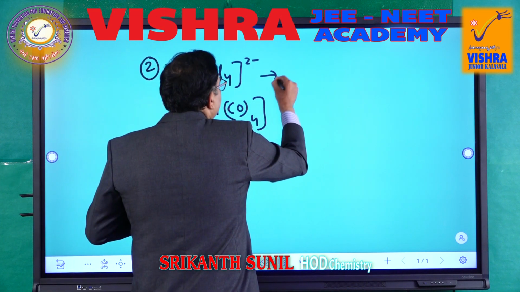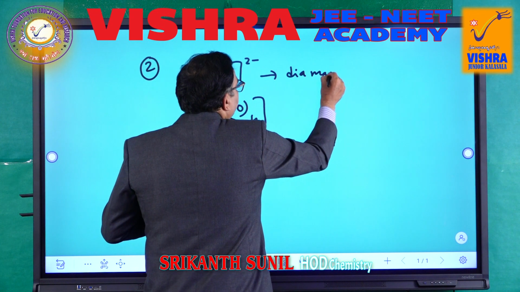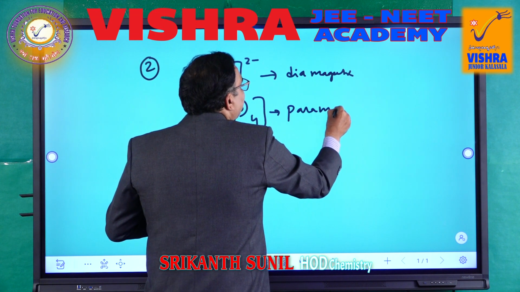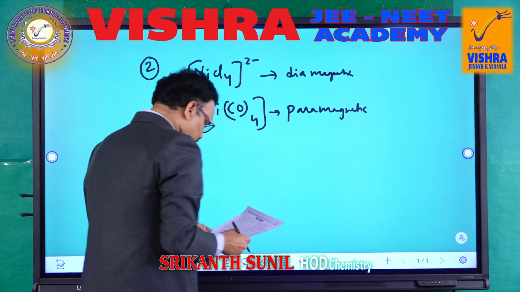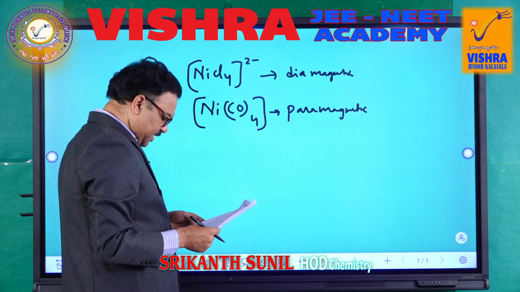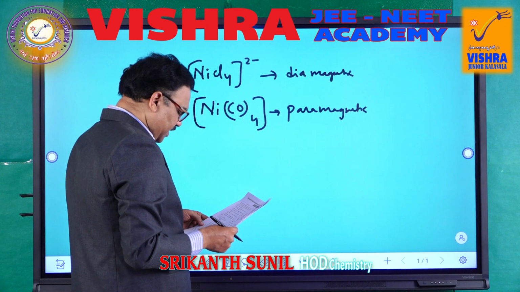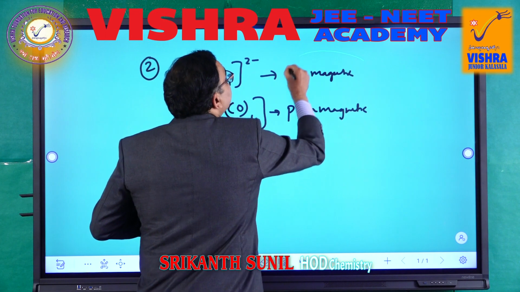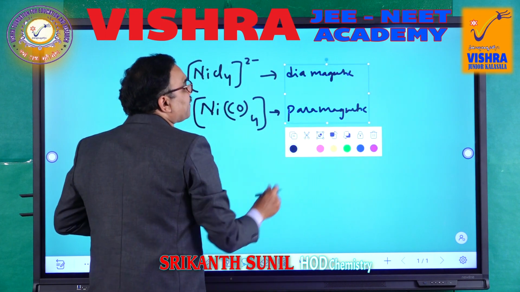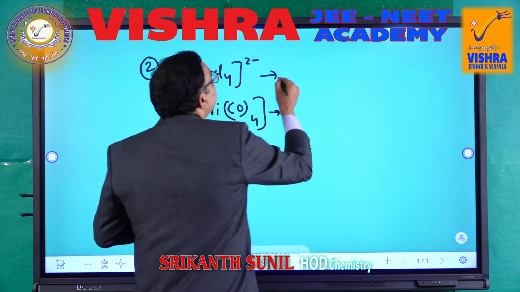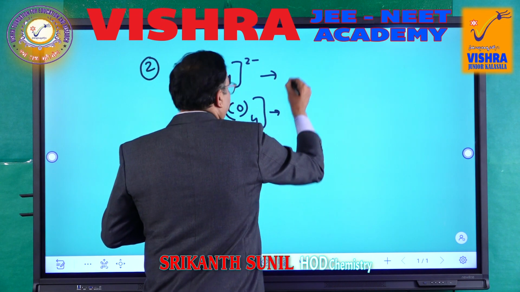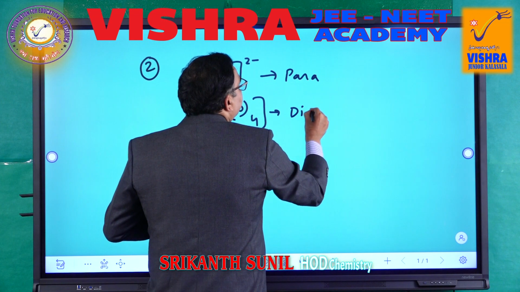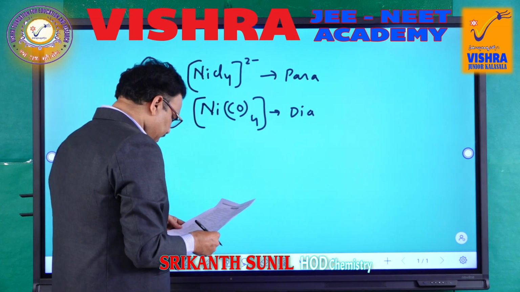One is diamagnetic in nature, the other one is paramagnetic in nature. In fact, I have to write like this: nickel carbonyl is diamagnetic in nature. So let us imagine this. This one is paramagnetic in nature, this one is diamagnetic. Let us see why this is paramagnetic and why that is diamagnetic.